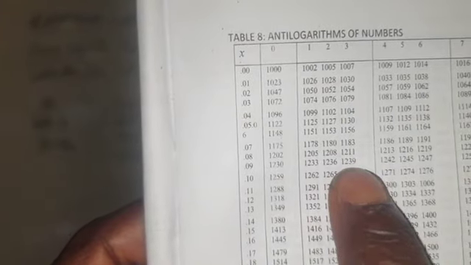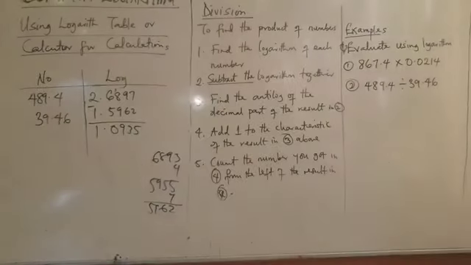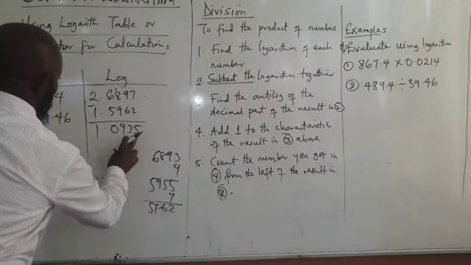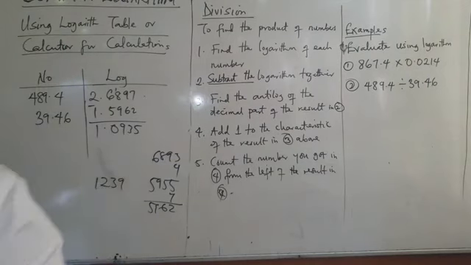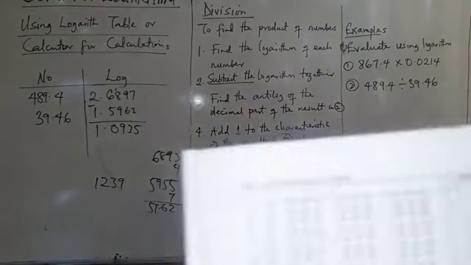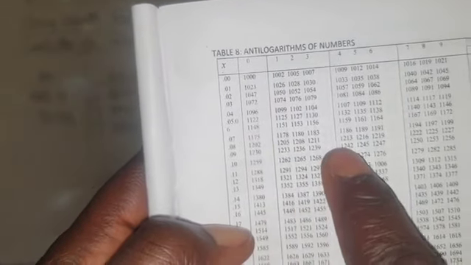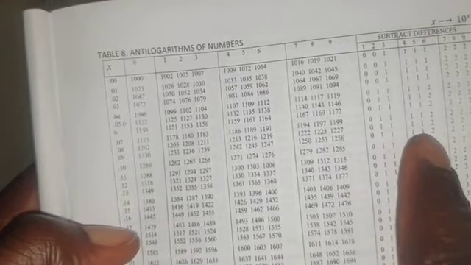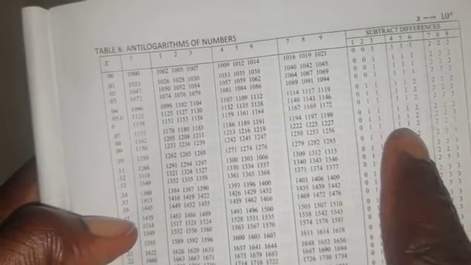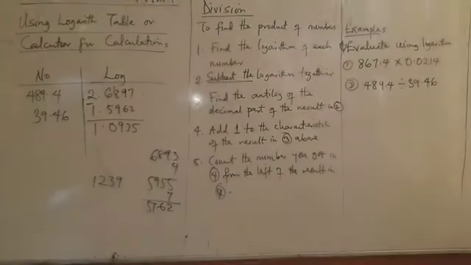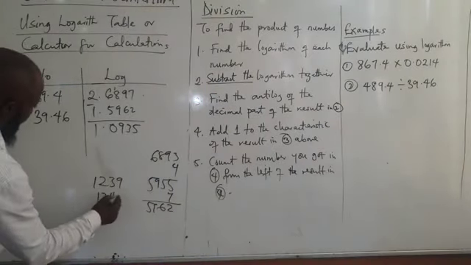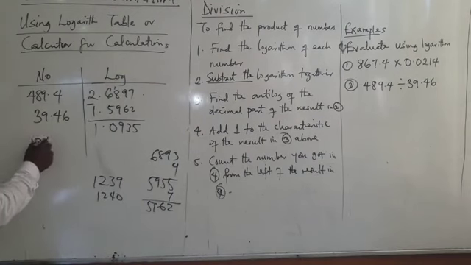So 0.09 under 3. That is 1239. Difference of 5. We trace that to difference of 5. Difference of 5 is 1. So this is going to be 1240.